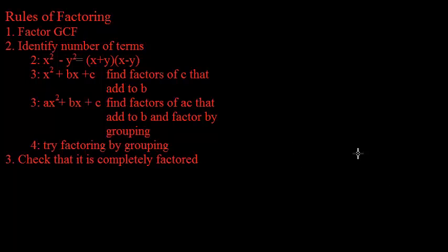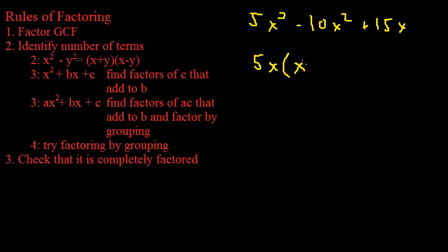So let's say I'm given something like 5x cubed minus 10x squared plus 15x. So before I totally panic, I go ahead and check out my rules of factoring. The first thing I want to do is factor out a greatest common factor. Well, I have a common factor of 5 for all my coefficients, and a common factor of x that I can also pull out. So I pull out that greatest common factor of 5x, which leaves me with x squared minus 2x plus 3. So now I have this trinomial left to factor.